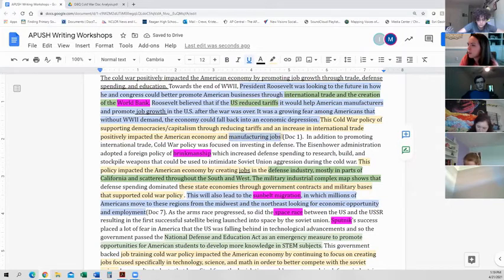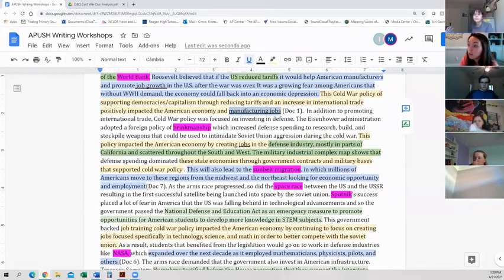Oh, manufacturing jobs. Okay. In the defense industry, mostly in parts of California and scattered throughout the South and West. The military industrial complex map shows that defense spending dominated these state economies through government contracts and military bases that supported Cold War policy. Now, I don't mention the word jobs here, but if you're talking about state economies, government contracts, you could have put the word jobs in there as well, but I already did it up here, okay? That's the yellow is how I supported the document.